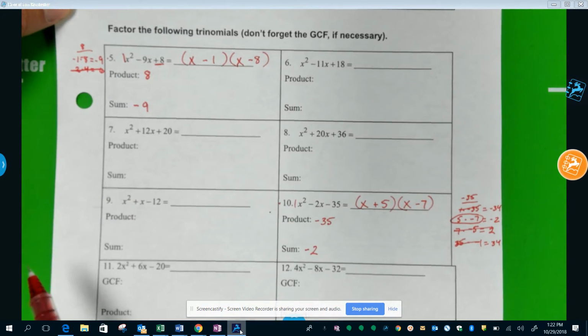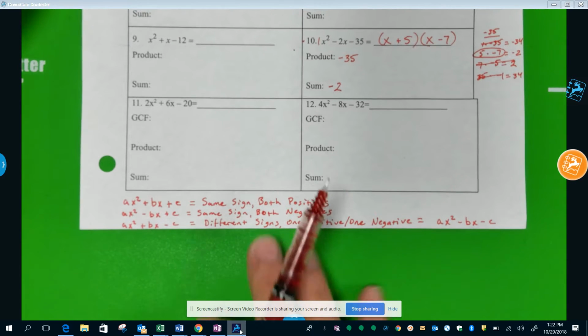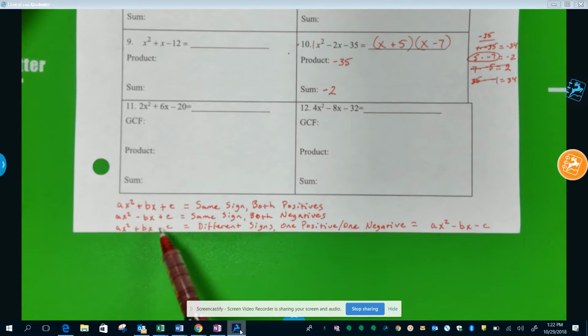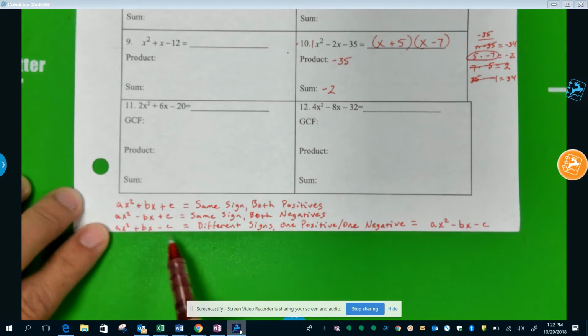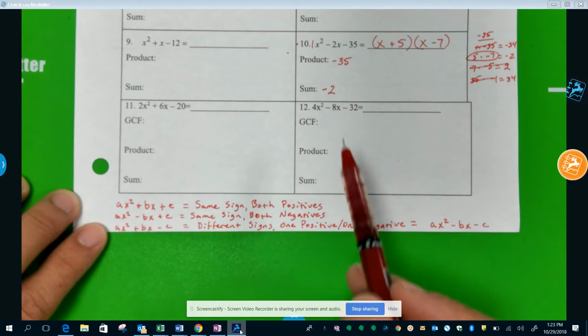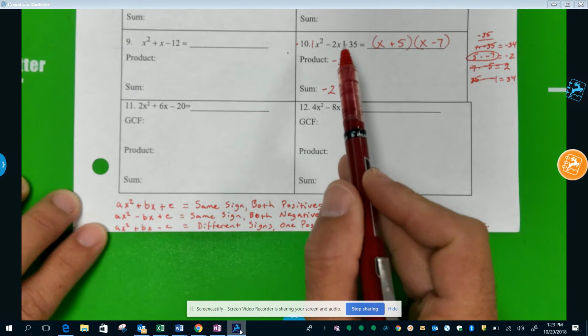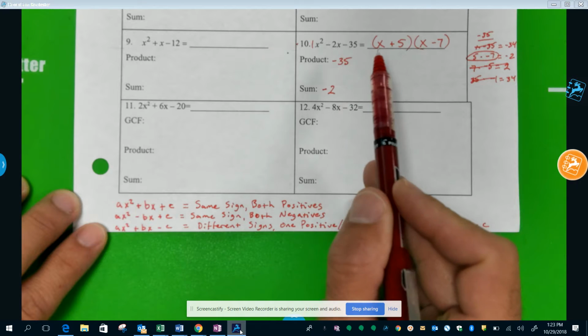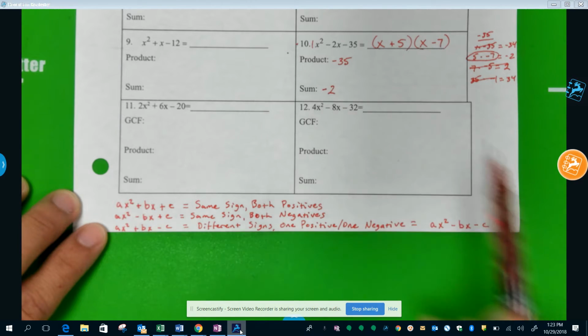Now, if your last sign is a negative sign, if it's a subtraction back here, that tells you that your signs are going to be different. One's going to be positive, one's going to be negative. So you could have a plus in the front and a negative in the back, or a negative in the front and a negative in the back. But if you see a negative in the back, right off the bat, you know the signs are going to be different. Same with number 10. We had a negative right here in the back, so right away I know I'm going to have one positive number and one negative number.